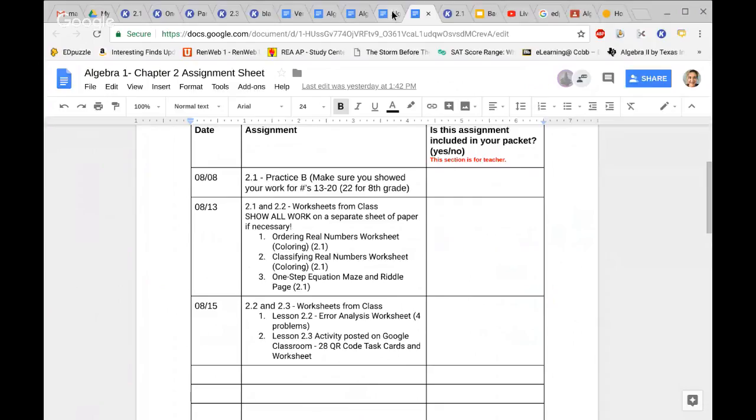Okay. So, all right. Well, what's been your favorite activity so far? Probably the two-step equation thing. Okay. Did you like the QR code, or did you like the fact that we lined it up in class?